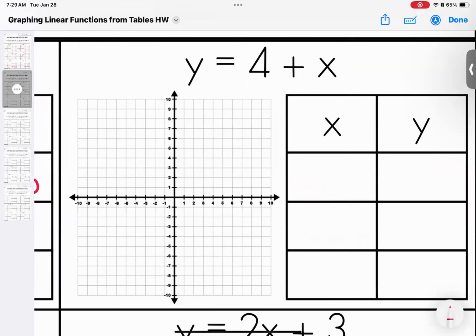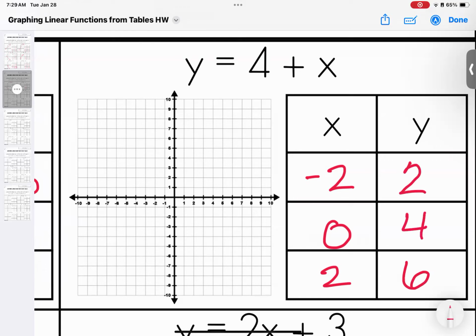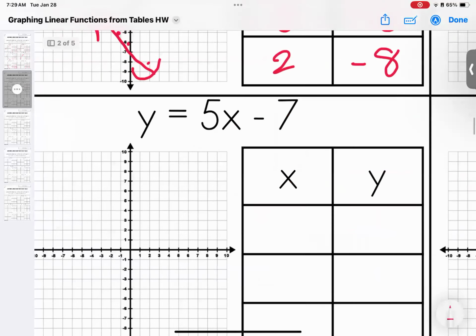Let's just do -2, 0, +2. 4 plus -2, opposite sign subtract, gives you 2. 4 plus 0 is 4. 4 plus 2 is 6. All right, -2, +2, 0, +4, and then 2, +6. Draw your line. Coming down here.